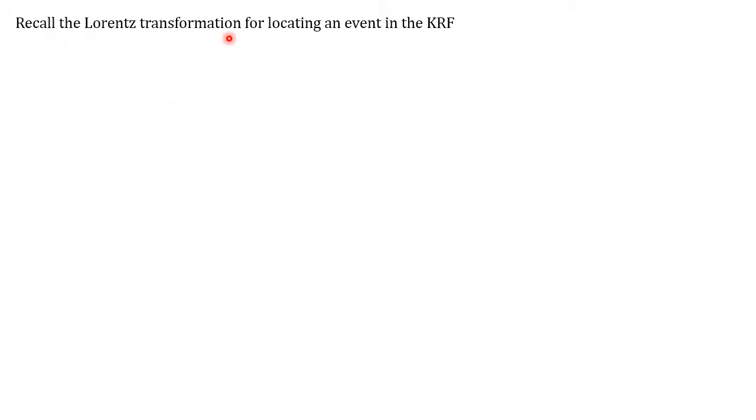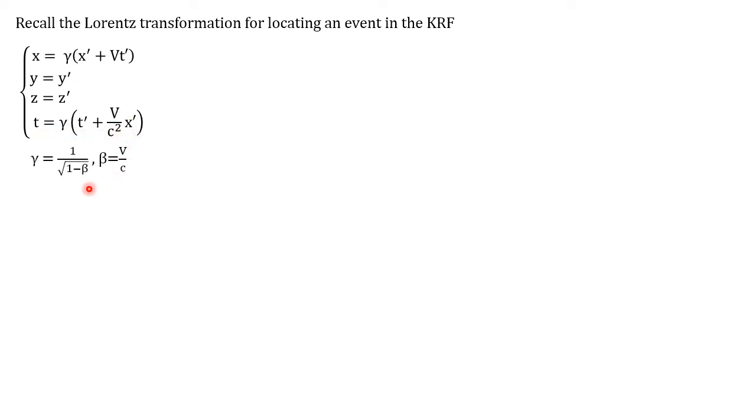Recall the Lorentz transformation for locating an event in the K reference frame. We had x equals gamma into x prime plus vt prime, y equals y prime, z equals z prime, t equals gamma into t prime plus v on c squared x prime. Now gamma is equal to 1 divided by the square root of 1 minus beta squared, where beta is capital V on c.